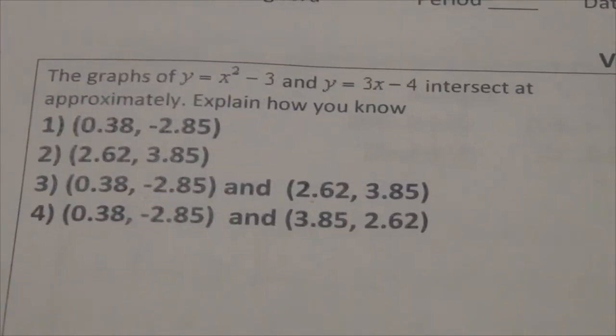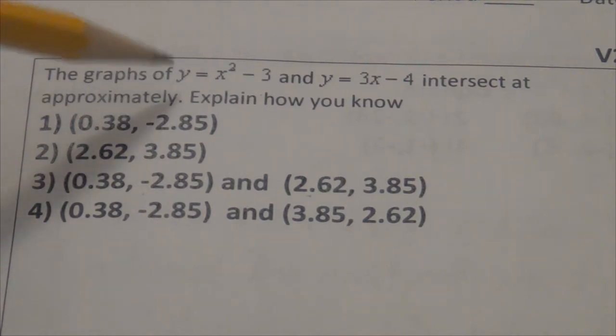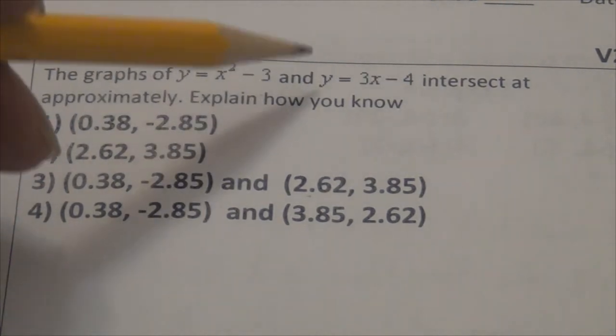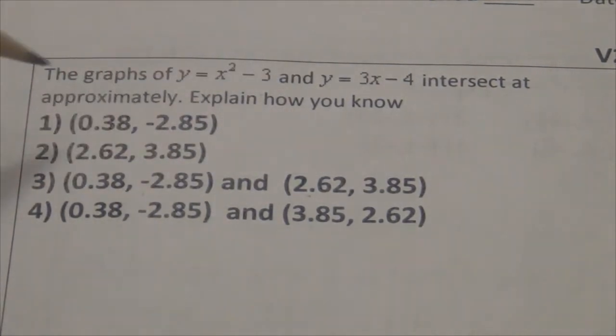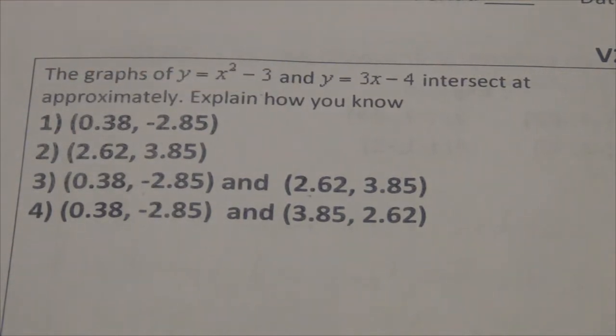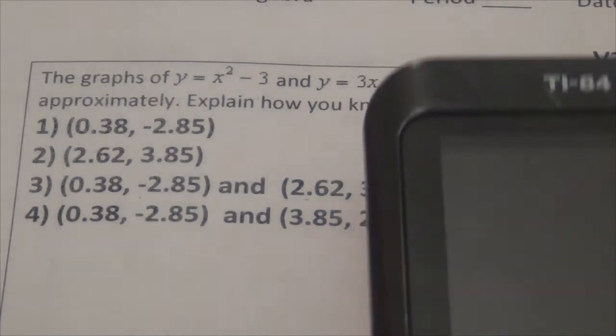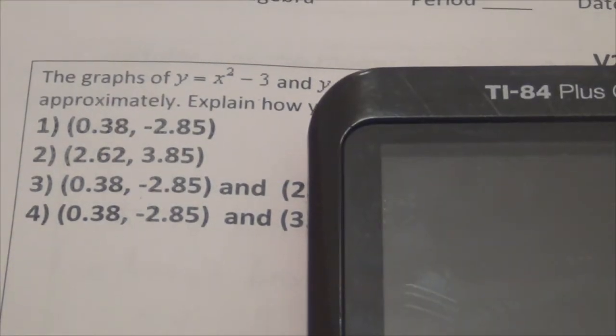All right. So what does it say here? It says the graphs of y equals x squared minus 3 and y equals 3x minus 4 intersect approximately. Okay, explain how you know. All right, once again, I'm gonna show you how to do it if you were doing it on the calculator.